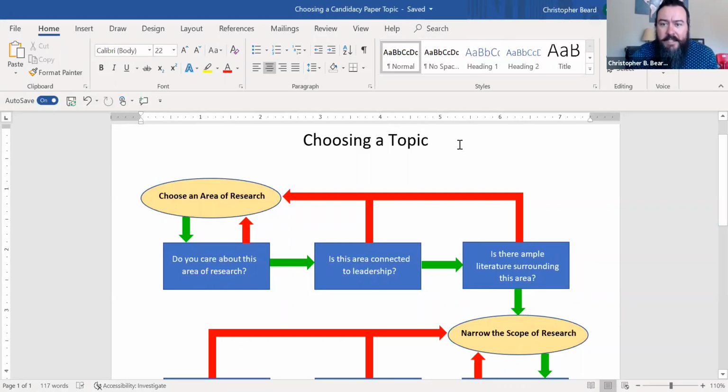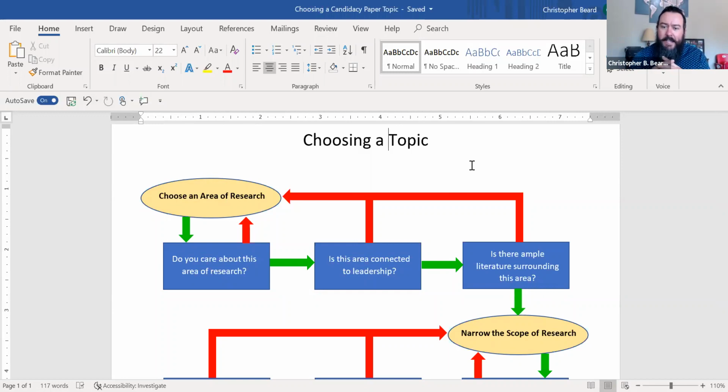So you've got this area of research. You've got to care about that area first. That's important. The second criterion then is: is this area connected to leadership? We're not talking about biophysics, we're not talking about astrology, we're talking about leadership. So how is it connected to leadership?